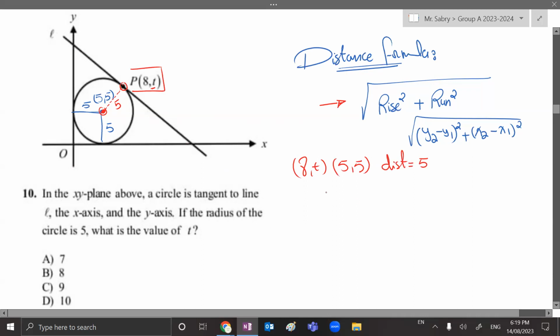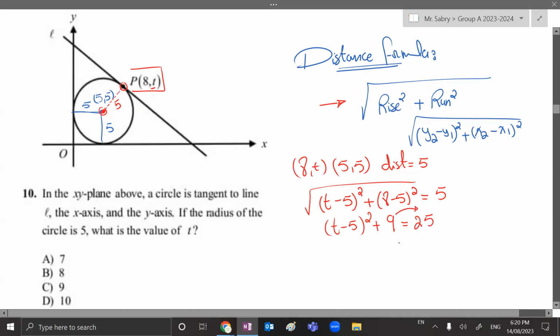So I'll apply the distance rule. I'll say t minus 5, y2 minus y1 power 2, plus x2 minus x1, 8 minus 5 power 2, under the square root, should be equal to the 5 that they told me the radius is equal to. Now I'll solve this equation. In order to remove the root, I'll power both sides by 2. I'll have t minus 5 to the power of 2, plus 8 minus 5, which is 3. 3 power 2 will become 9, equals 5 power 2, which is 25.